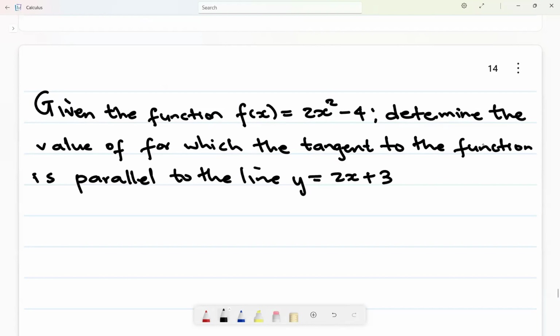Now let's read this statement very carefully. You are given f of x, right? They say determine the value. Okay, I forgot something. Determine the value of x.